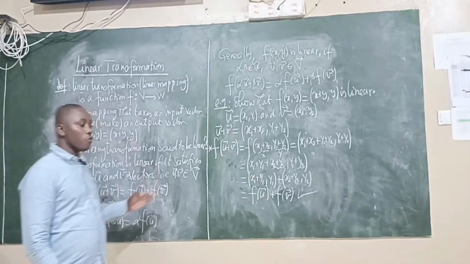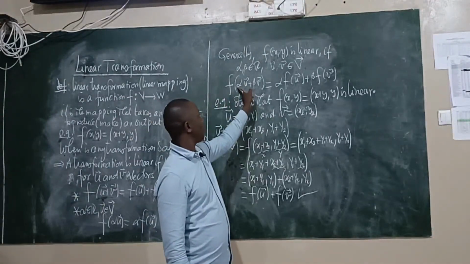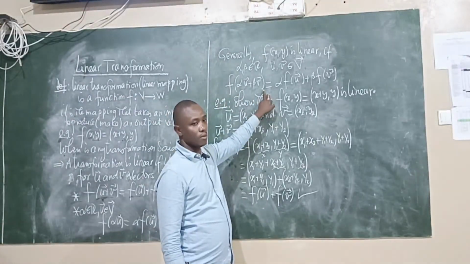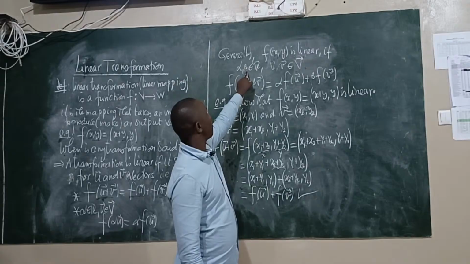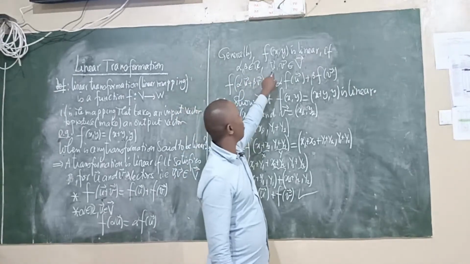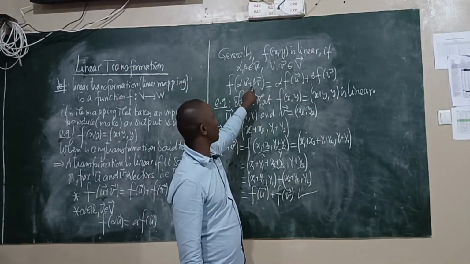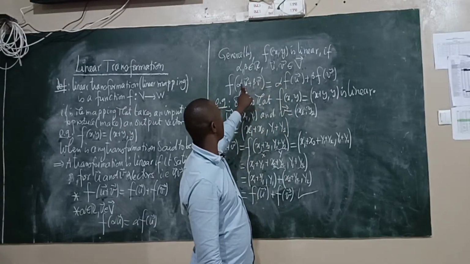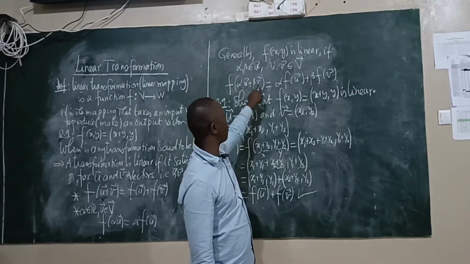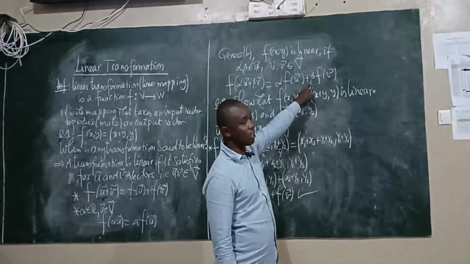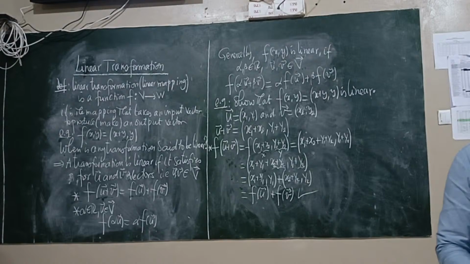More generally, instead of using these two properties, you can combine them together and use this. For alpha and beta real numbers, and u and v vectors in vector space V, f of alpha u plus beta v must be the same as alpha times f of u plus beta times f of v. When this is verified, you conclude that your transformation is linear.